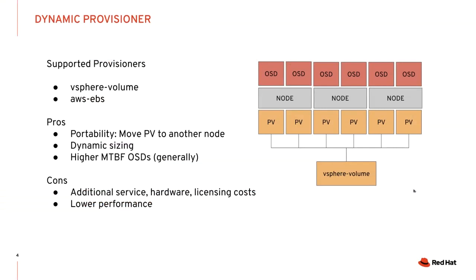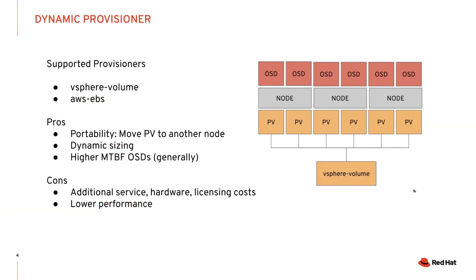The other nice thing about using a dynamic provisioner is that the sizing is dynamic. Because the PV is created to satisfy that particular PVC, it can be made to the exact size of the request. So if you request a 2 terabyte volume, then you get a 2 terabyte PV. Most of the volumes that you would get through these provisioners generally have a higher mean time between failure. An EBS volume is generally more resilient than a local disk, and a vSphere volume PV coming from vSAN or some sort of SAN usually has a higher mean time between failure than a local device. Generally speaking, it really depends on what you have underneath the vSphere volume.